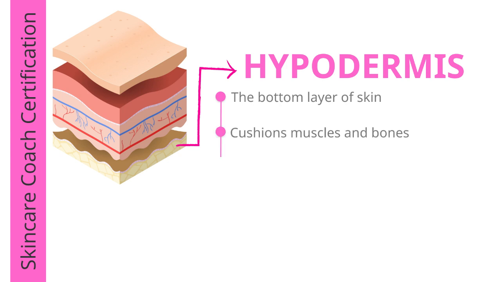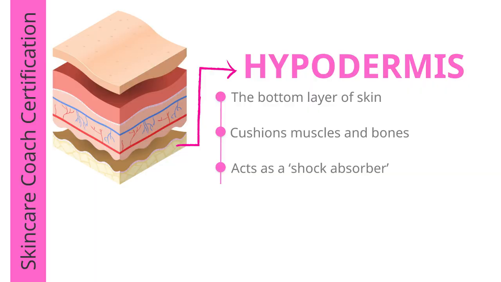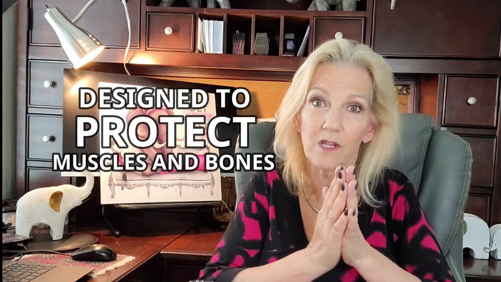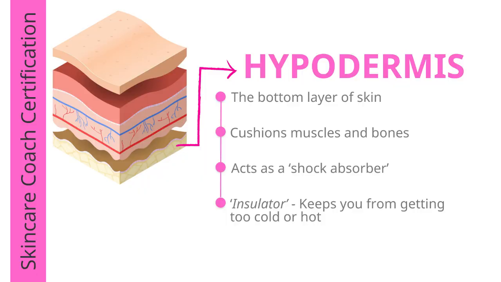The hypodermis cushions muscles and bones. And how does it do this? Well, fat cells accumulate in this layer. And when it accumulates, it can act as a shock absorber to physical and environmental impacts. In this way, the hypodermis is designed to protect muscles and bones from injuries when you fall or if you're in an accident. These same fat cells actually help you from getting too hot or too cold, and therefore they also help regulate body temperature. This layer acts as an insulator, in other words.